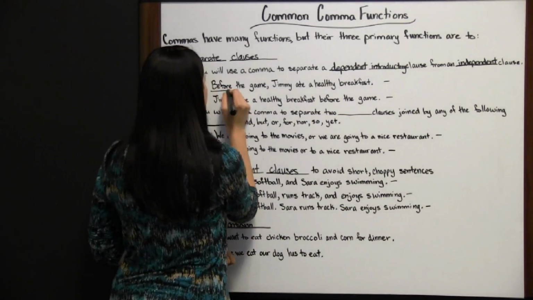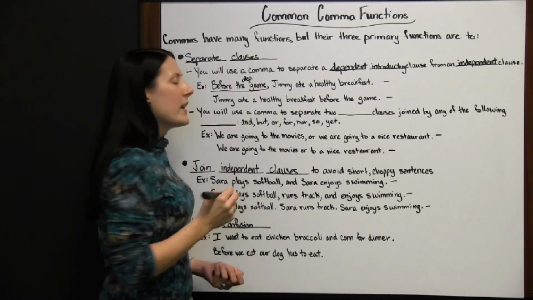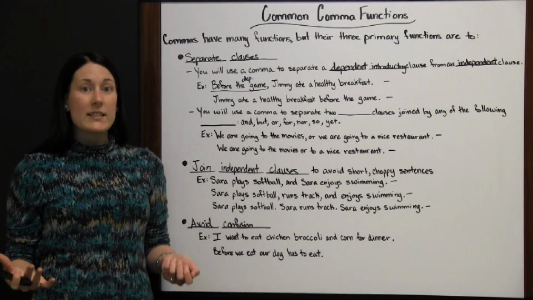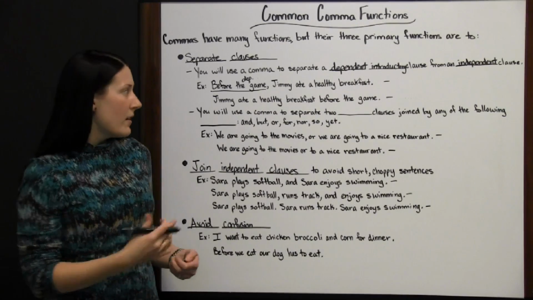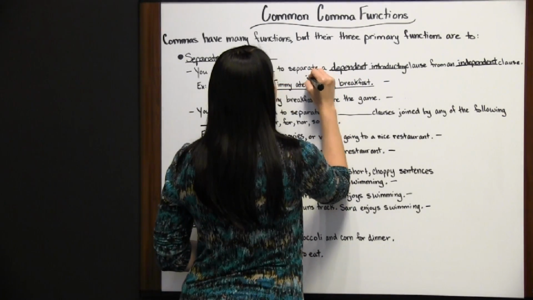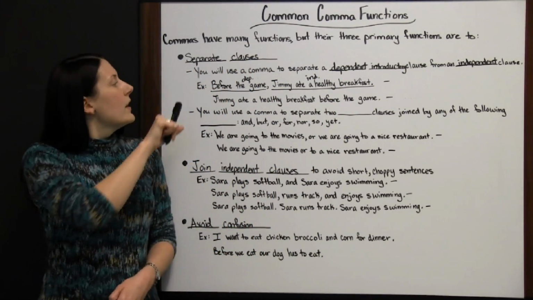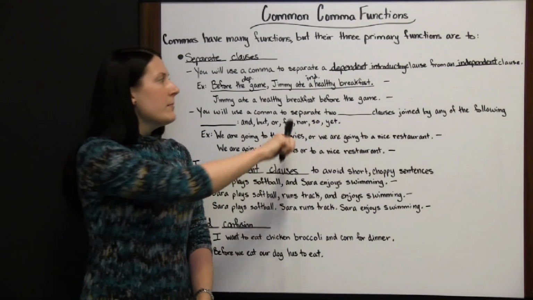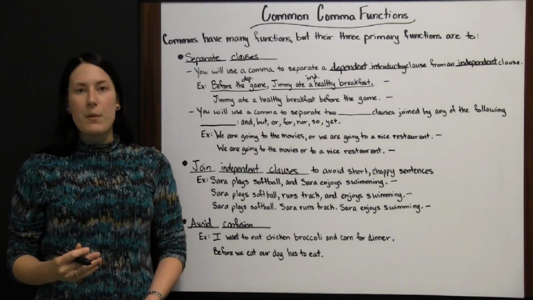dependent clause. So before the game is dependent. You cannot say before the game all by itself and have it be a complete sentence. It's only a prepositional phrase. So it is a dependent clause. But then you have Jimmy ate a healthy breakfast. This would be independent. It could stand all by itself. So we are separating the dependent introductory clause from the independent clause. Before the game, Jimmy ate a healthy breakfast.